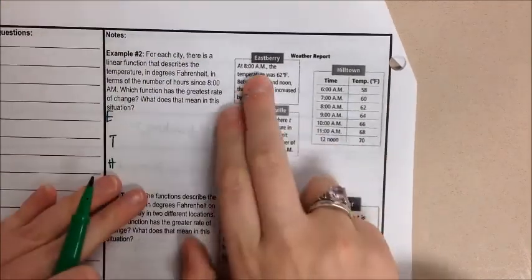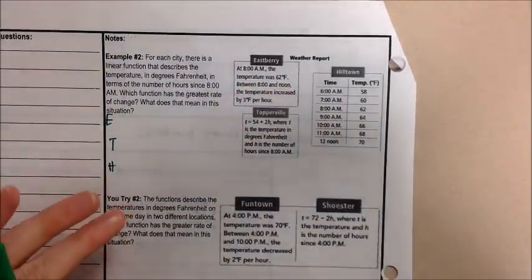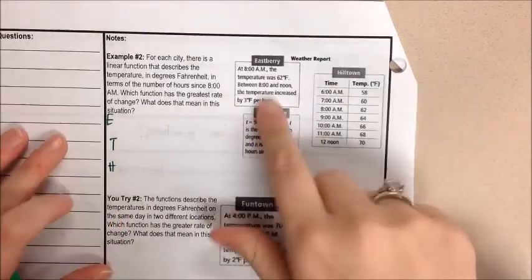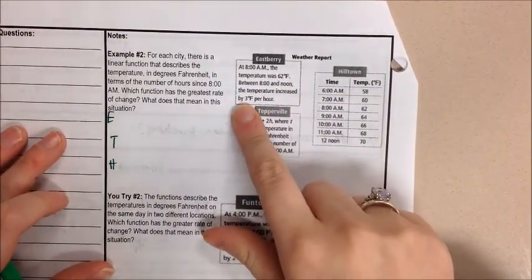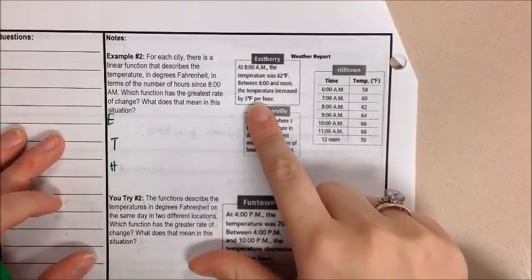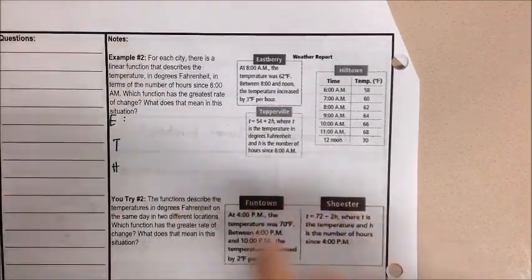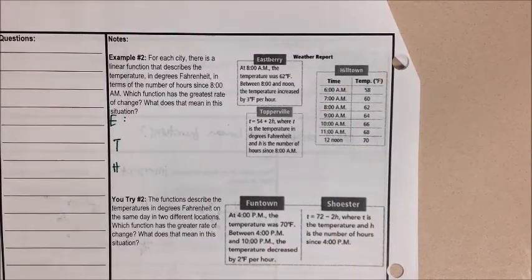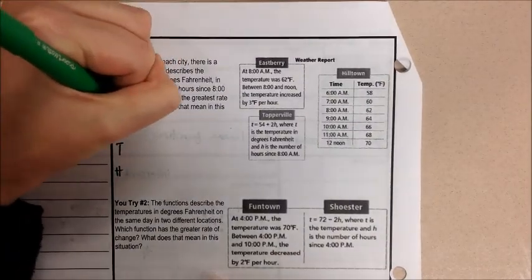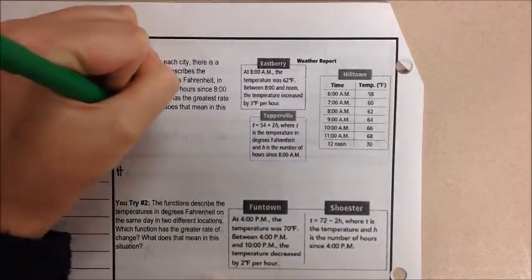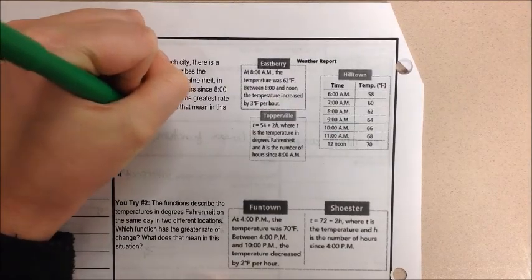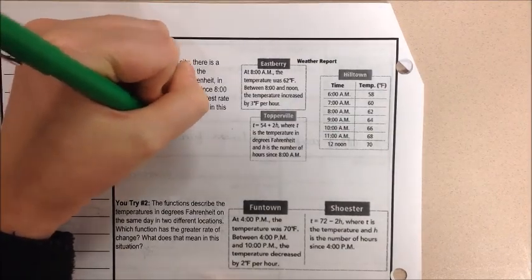Okay, so it says at 8 a.m. the temperature was 62 degrees Fahrenheit. Between 8 and noon, the temperature increased by 3 degrees Fahrenheit per hour. Okay, so that means that the rate of change for Eastbury is 3 degrees per hour.